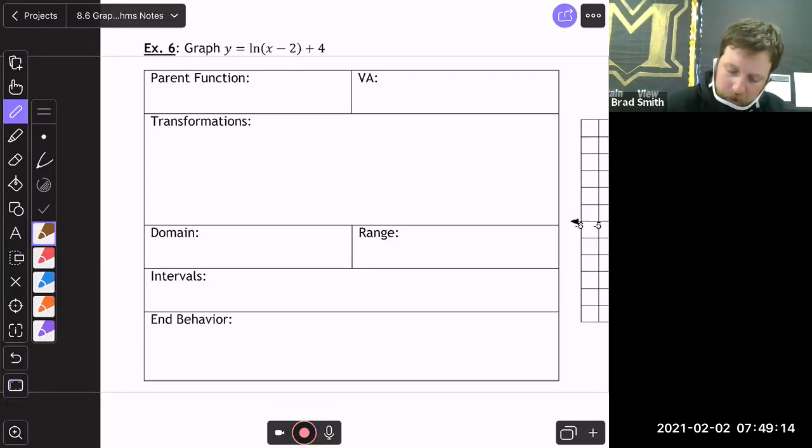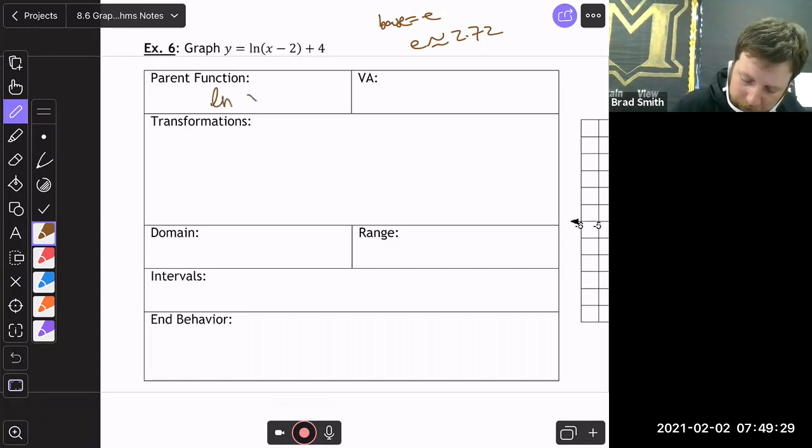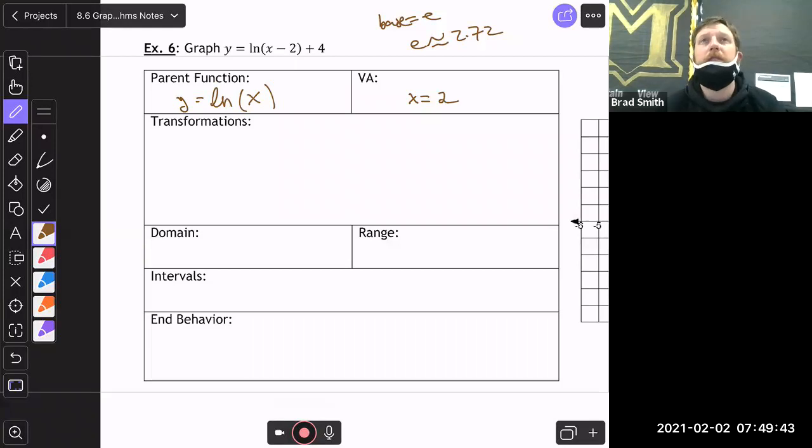So remember, natural log has a base of what? E. Base of E. Remember, E is roughly 2.72. So some stuff to throw in your brain a little bit. So my parent function here is the natural log of x. My vertical asymptote, x is going to be equal to 2. It's the opposite of what's in the parentheses here.